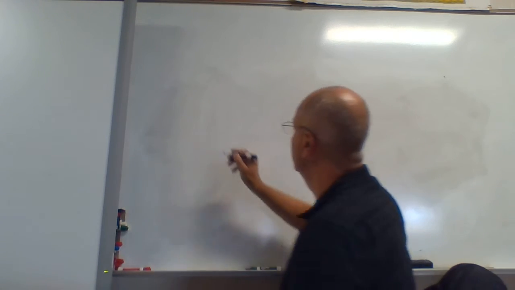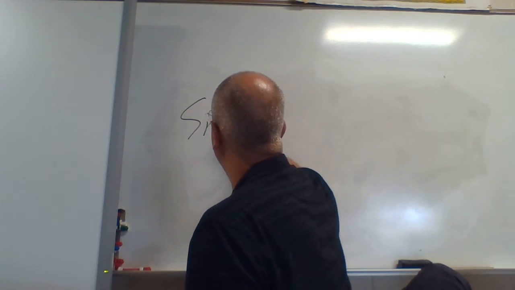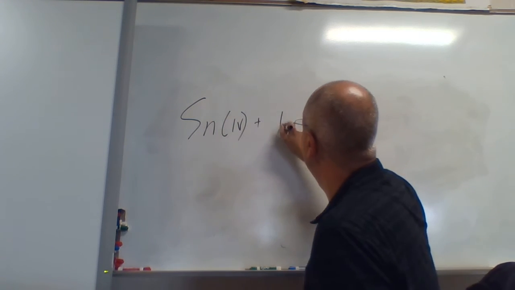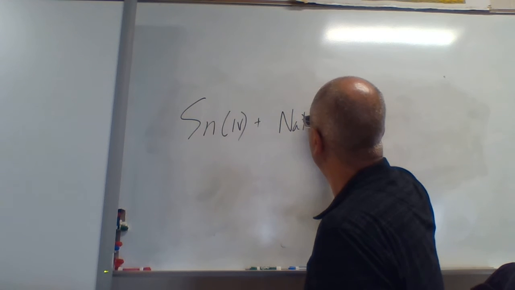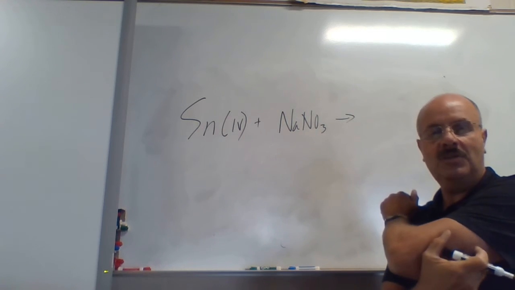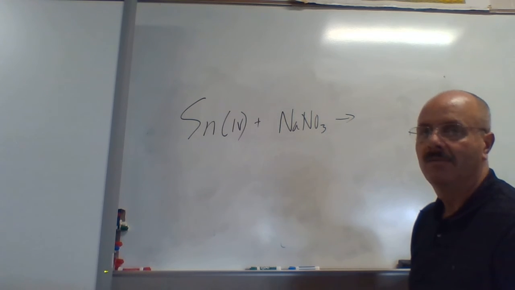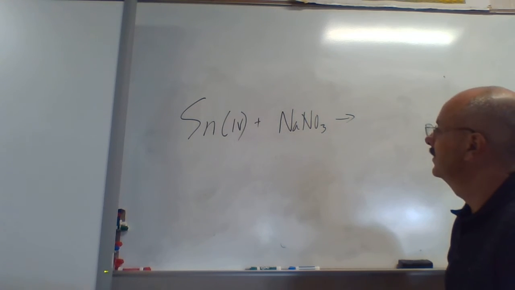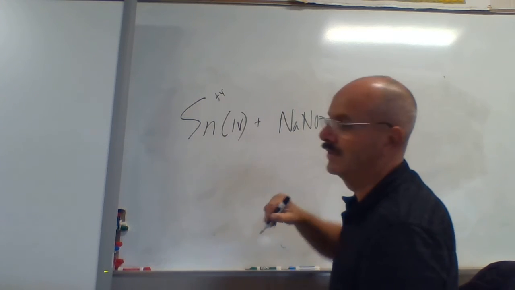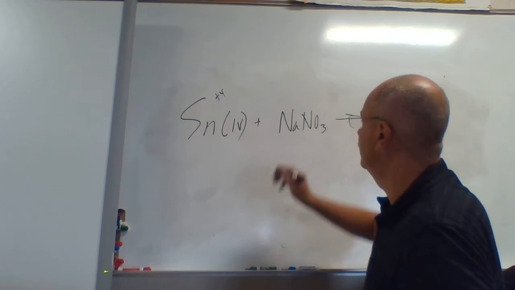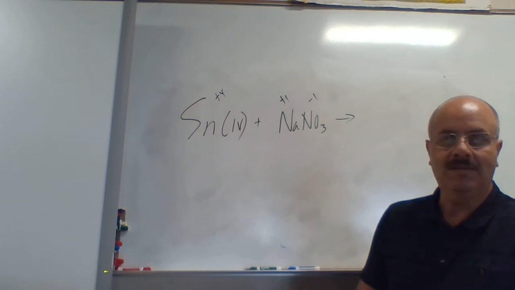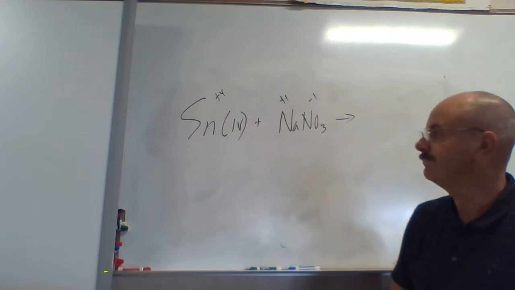Last one, Sn. Now we got a Roman numeral 4 plus NaNO3. Remember that Roman numeral 4, that just tells me his charge when he joins up with something else. So we got to identify, because he's got that, he would have a +4. So that means he's going to kick off the positive piece. Na is +1, NO3 from the polyatomic ion page is -1.